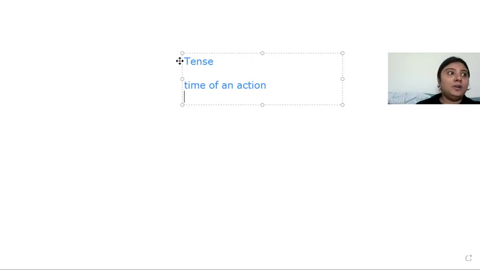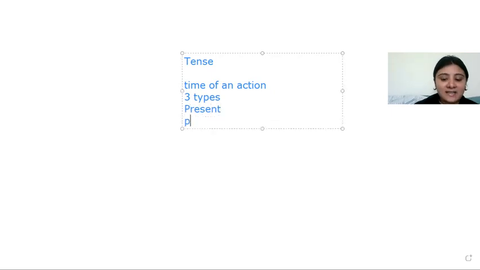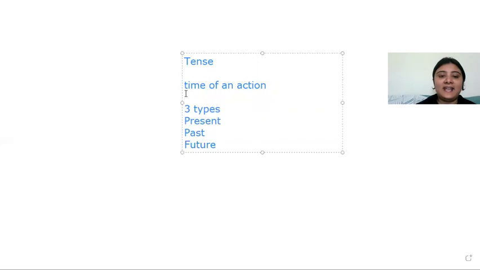So now tenses are of three types, three basic types. So what are the three basic types of tenses? Present, past, and future. So please write it down. There are three basic types of tense. What are those? Present, past, and future.